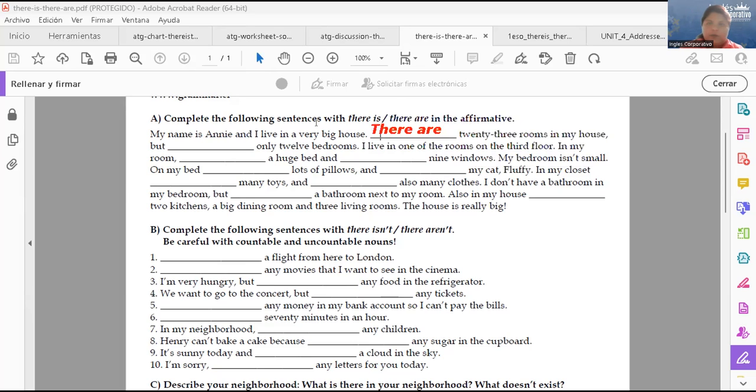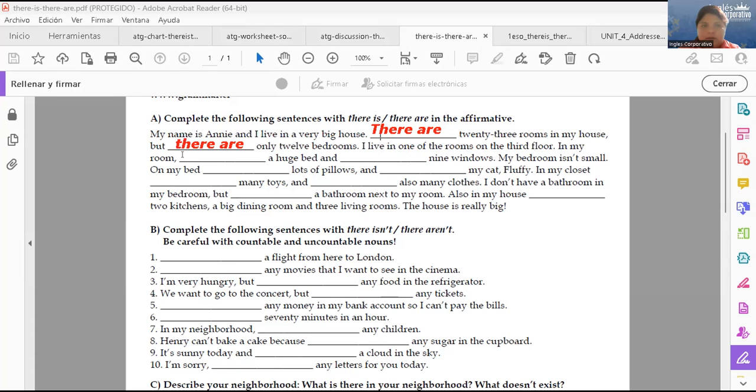Okay, there are 23 rooms in my house. Continue, guys. But there are only 12 bedrooms. Continue. Anybody else? I live in one of the rooms on the third floor.